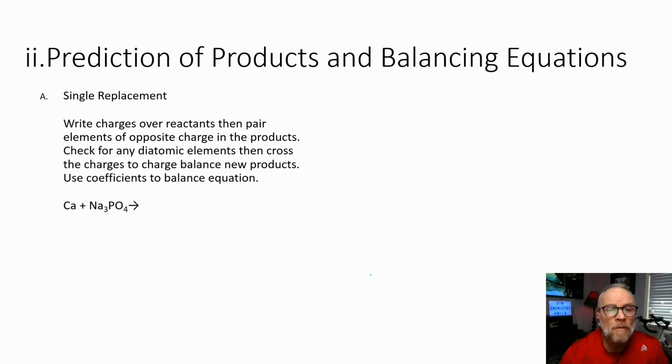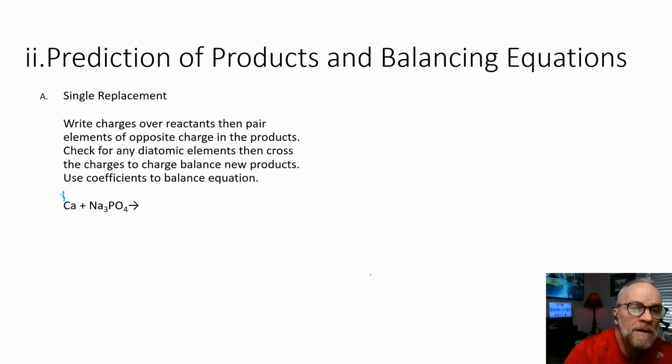So the first one here we have is calcium reacting with sodium phosphate. And as I said in the previous slide, we're going to assume that all these reactions take place. They may not actually take place. The order of the metals might be such that the reaction is no reaction, but to get good practice here, we're going to assume that all of them take place. So the first step here is to write the charges. Calcium is a +2 charge, sodium is a +1 charge, and phosphate is a -3 charge.